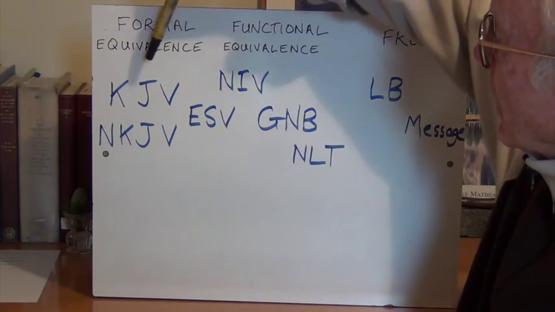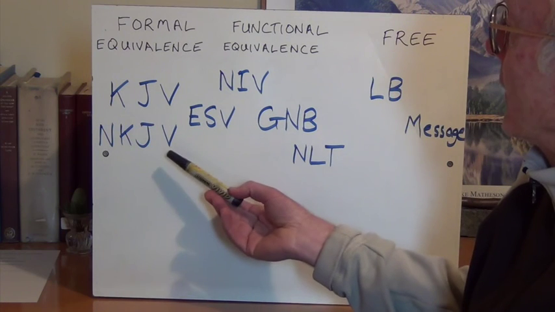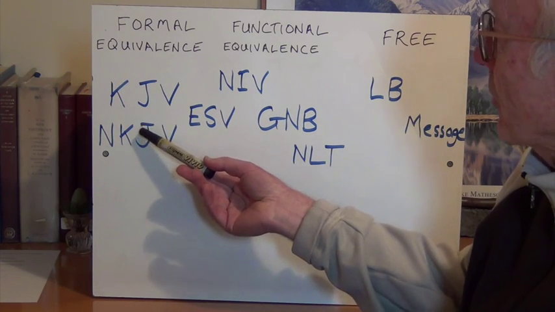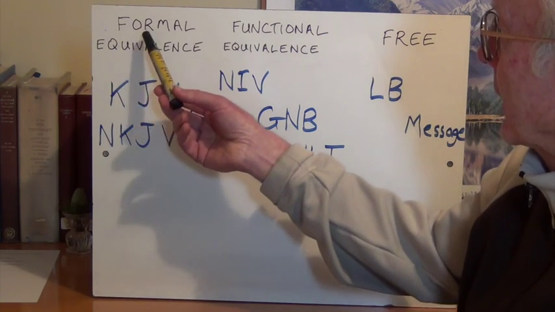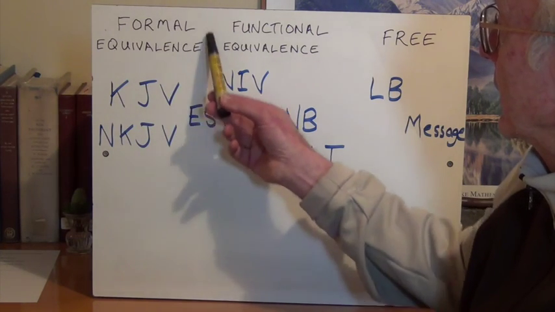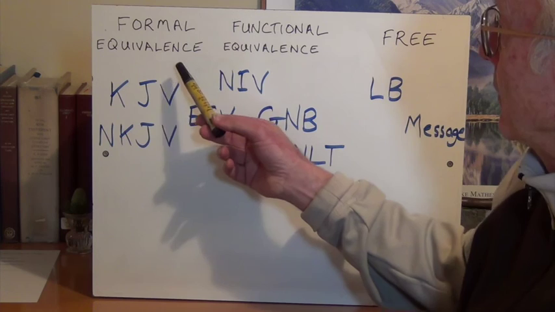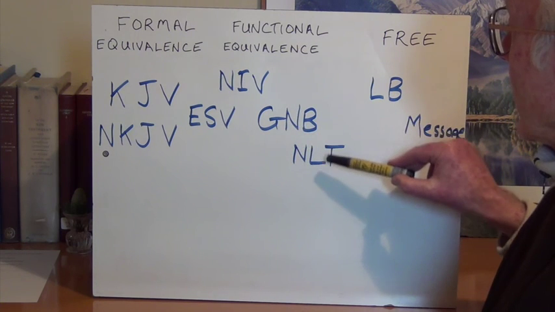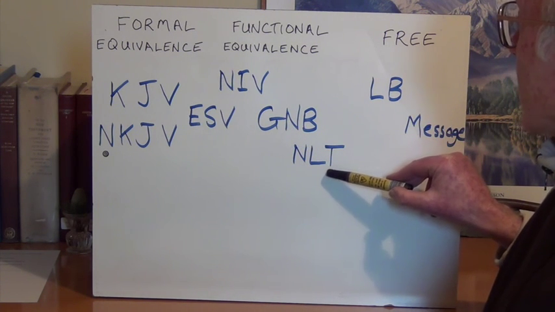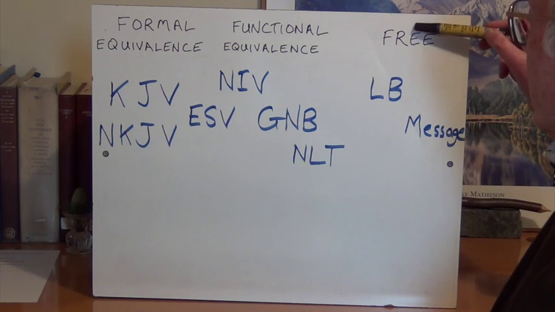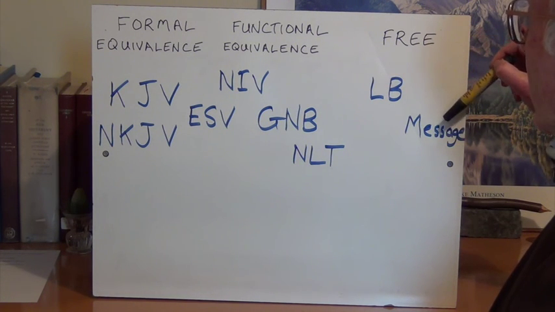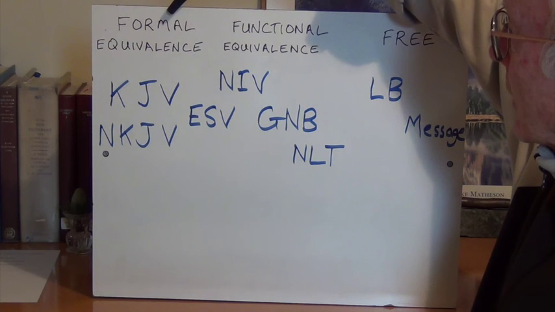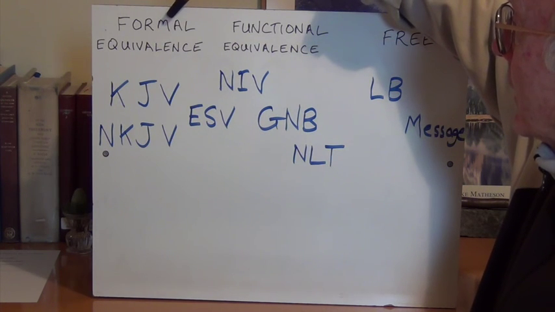So they have the KJV, King James Version, and the NKJV, the New King James Version, written underneath it, because that's a revision of that. And they class these as formal equivalents, and the ESV is really grouped with them as well. Then they come to functional equivalents, and here we have the NIV, the Good News Bible, and the New Living Translation, which are coming more in the direction of the free translation, where we have the Living Bible and the Message. So by formal equivalents, they mean more or less word by word equivalents.